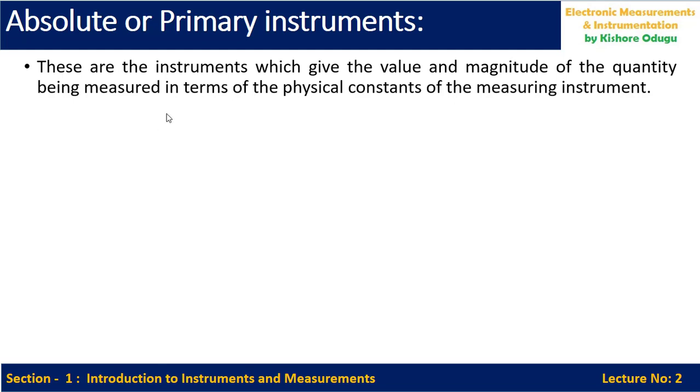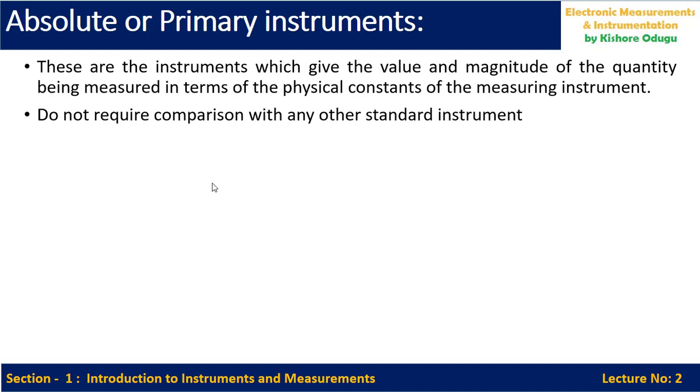Absolute instruments are the instruments which give the value and magnitude of the quantity being measured in terms of physical constants of the measuring instrument. Simply, I can say that these are accurate instruments which give standard constant values of an instrument. They do not require comparison with any other standard instruments, because, as I told you, these are absolute instruments. They determine the quantity directly in their instrument terms.